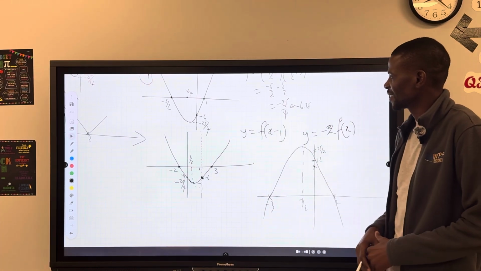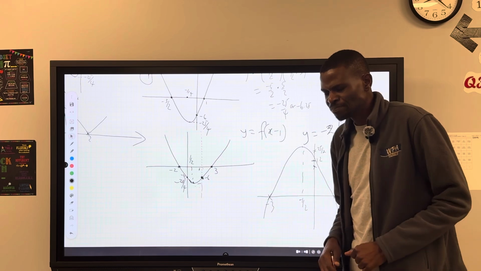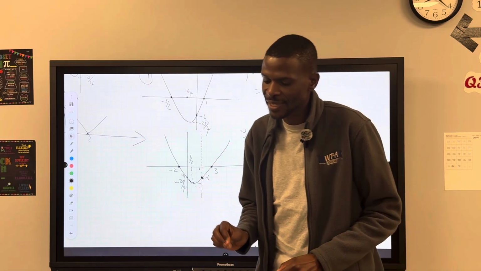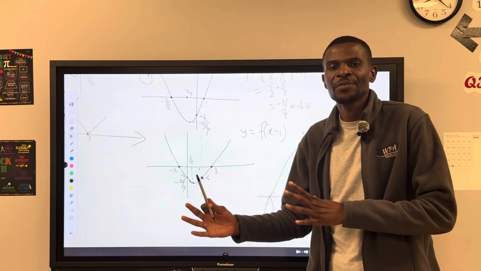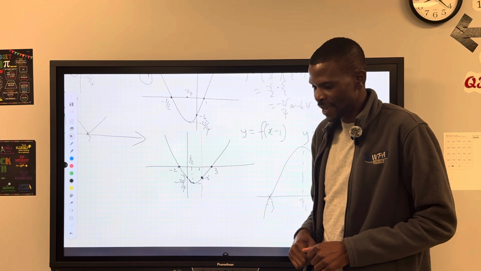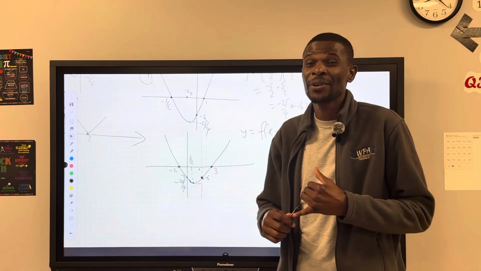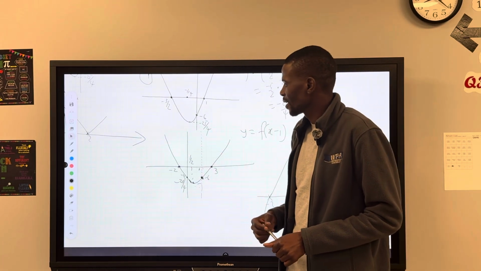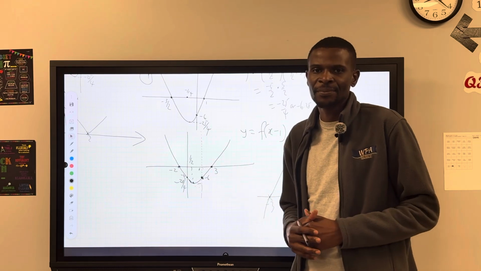We have sketched this graph, right? So make sure when we are graphing these functions, you know your transformations very well, and at the same time, pay attention to the turning points and the coordinates for the axis, both for x and y.